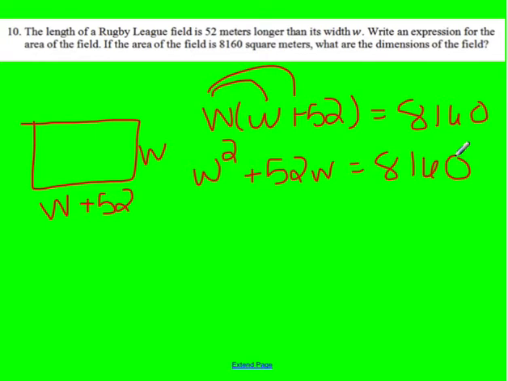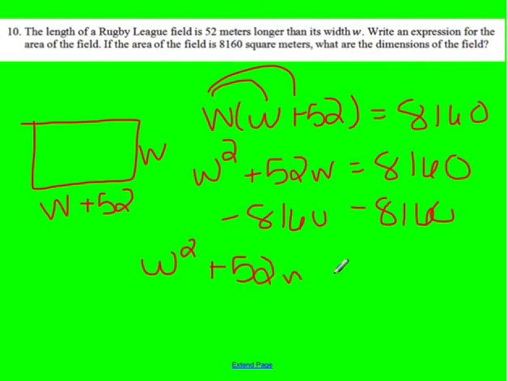You cannot use the zero product property unless it's set equal to, well, you guessed it, 0. So I want to use the zero product property, but I can't do that until my 8,160 is brought over to the other side. So then I have W squared plus 52W minus 8,160 is equal to 0.